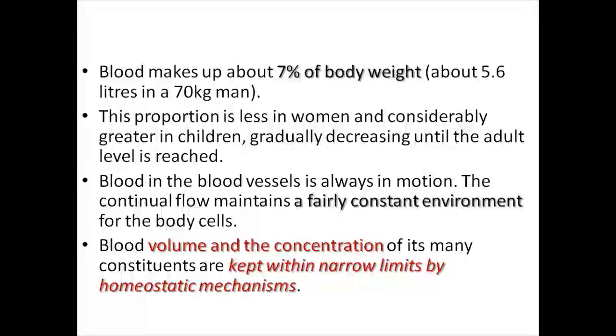Blood is said to make up about 7% of the body weight. That is to say, the contribution of blood in an anatomical man who is considered to have 70 kilograms of weight is about 7%. How is this 7% obtained? It is estimated that the amount of blood in a human being is about 5.6 liters and above, 5.6 up to 7.